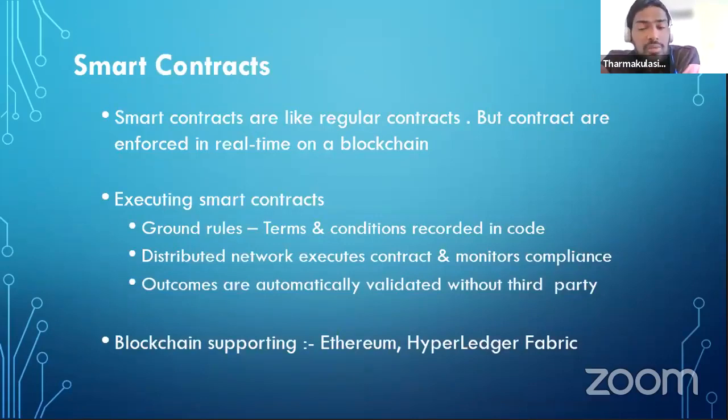Similar to contracts between two or multiple parties, where they execute it and, if there are any issues, you go to an arbitrator to solve it, smart contracts are enforced in real time on the blockchain. So it has ground rules, and the terms and conditions need to be recorded in the code. You can write in the code that if these conditions are met, transfer this money or do this transaction. Those smart contracts will be executed during transaction validation in every node, and whoever validates will send those values, which will be verified within the nodes without any third party.